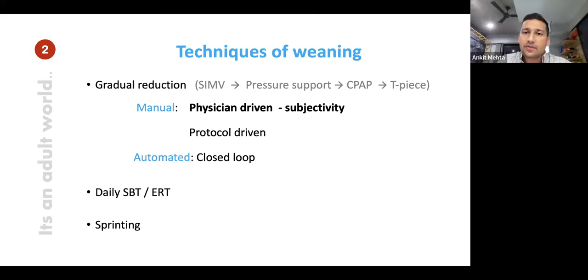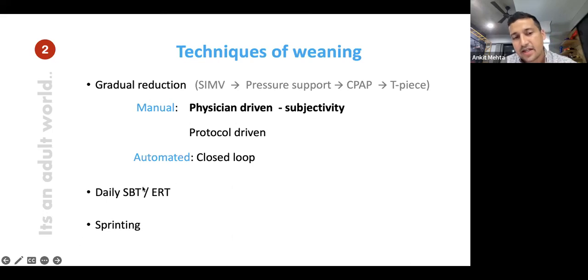The most important thing is we should know and we should be comfortable with any one of the methods. Sometimes you might use all 3 methods in a given patient. Sometimes you can use just a single method and extubate a child. So that is very important. There are 3 methods which we are going to discuss again in the next slide.